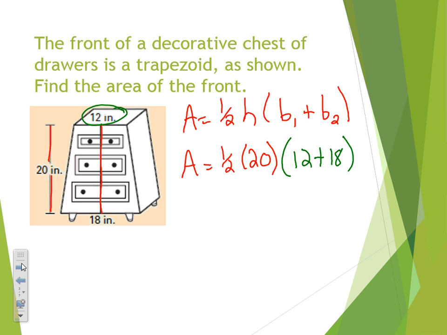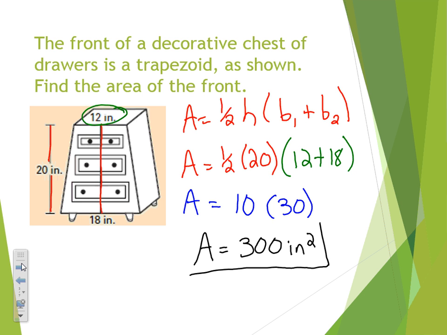Go ahead and simplify this. I get area equals, well, half of 20 is 10 times 12 plus 18 is 30. And 10 times 30 is 300. So the area of my chest of drawers is 300 inches squared. Now we're doing squared because we're talking about area. All right. That's all we have for that one. Make sure you have this in your notes.